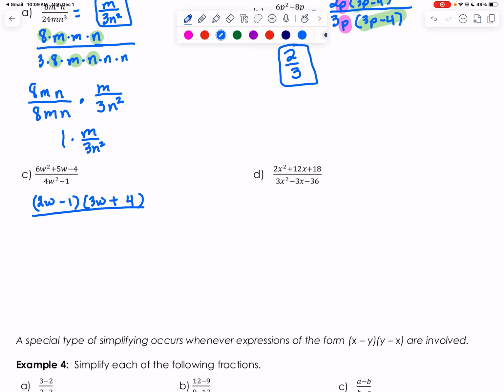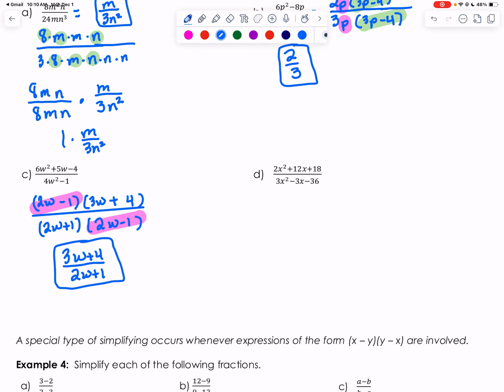Now we're going to factor the bottom. So we have 4w squared minus 1, and I want to factor that. When I do, this is a difference of 2 squares. So this would be 2w plus 1, 2w minus 1. Now, look for any factors that would divide out to equal 1. So hopefully you're noticing that this factor and this factor are identical. So 2w minus 1 divided by 2w minus 1, when I divide those, I get 1. So all that's left over is 3w plus 4 divided by 2w plus 1.